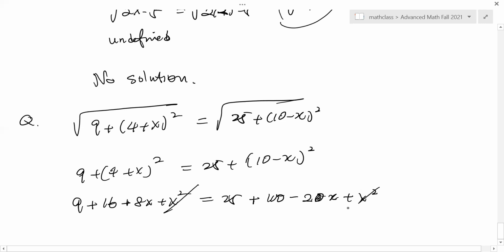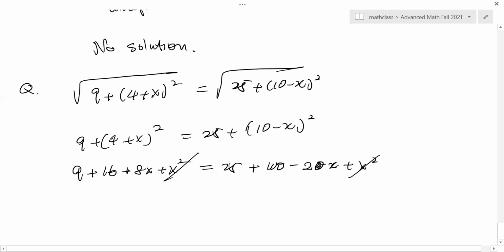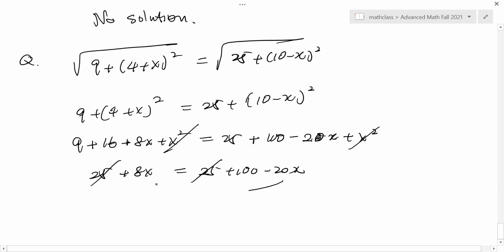So x squared is gone. Let's simplify what is left. Here's 25 plus 8x. That is 25 plus 100 minus 20x. I think 25 should be canceled out. Then you move 20x to the right-hand side. So that'll be 28x equals 100.